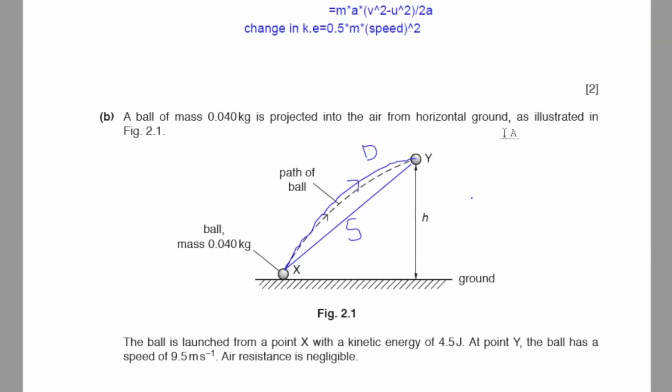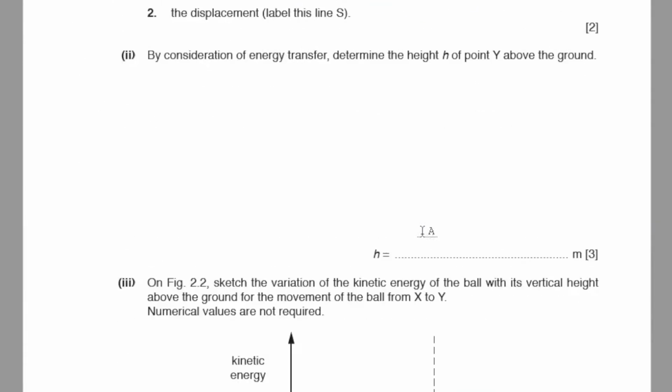So when the ball is at ground level over here at position X and is launched from here, it has kinetic energy of 4.5 joules. When it reaches this height h, it still has some kinetic energy left and must have gained gravitational potential energy due to the height h. So following the rule that energy is always conserved, we'll write kinetic energy at X is equal to kinetic energy at Y plus gravitational potential energy at Y.